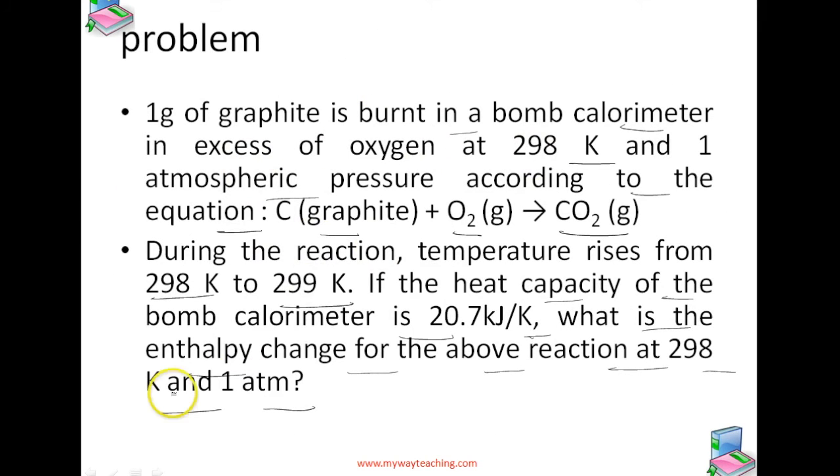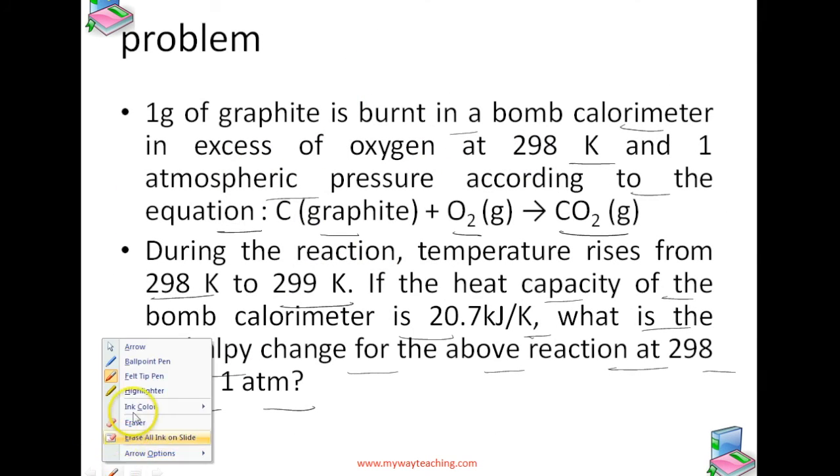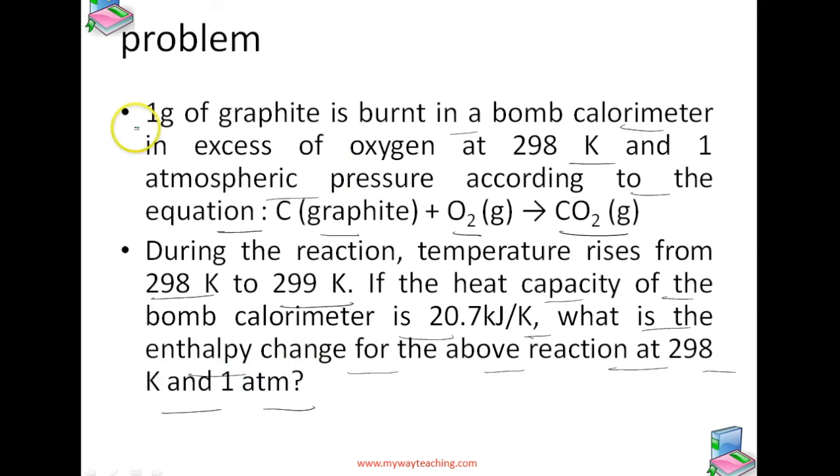1 gram of graphite is burnt. Once again, I will read the question. 1 gram of graphite is burnt in a bomb calorimeter in excess of oxygen at 298 Kelvin and 1 atmospheric pressure, according to this equation. During the reaction, temperature rises from 298 Kelvin to 299 Kelvin. If the heat capacity of the bomb calorimeter is 20.7 kilojoule per Kelvin, what is the enthalpy change for the above reaction at 298 Kelvin and 1 atmospheric pressure?